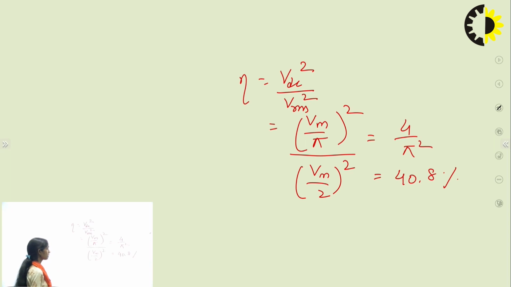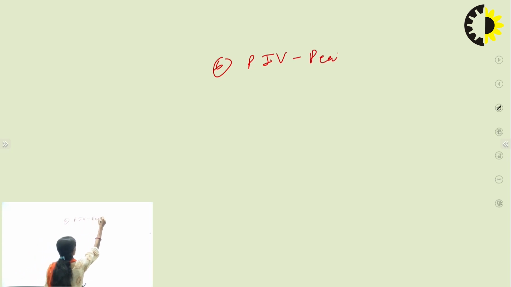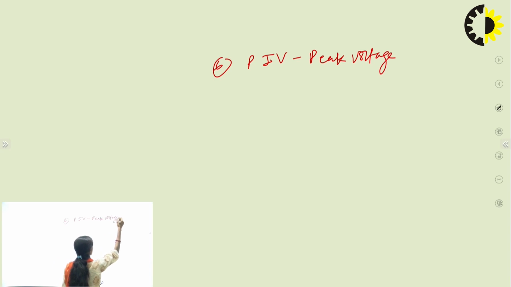Now next is PIV. The last parameter we can calculate is the peak inverse voltage. That is the peak voltage which is obtained in the reverse direction.